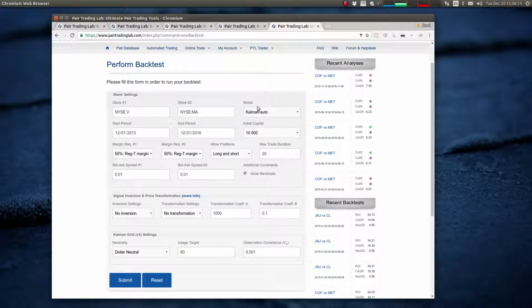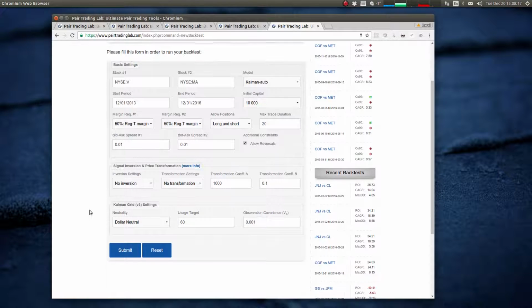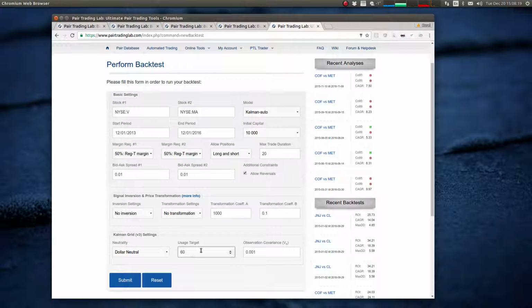In this particular case, I only have two parameters for the Kalman Auto model, and that's the usage target and observation covariance. You can see the observation covariance VE. This is just the same setting we used to see for the Kalman filter itself, and it's just passed to all the instances of Kalman filter as it is. Yes, there's nothing different. Luckily, this parameter is not really that sensitive, so we can keep it at this value.